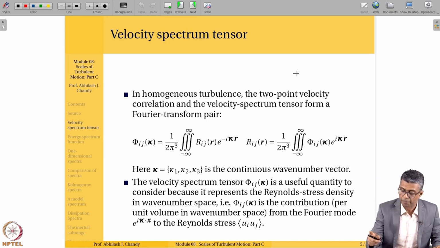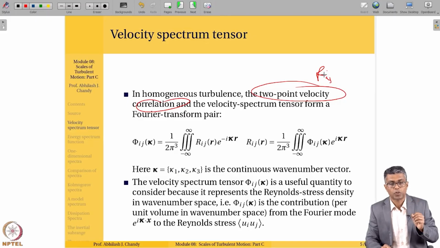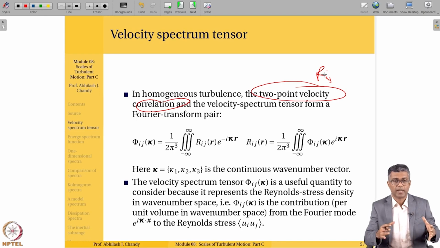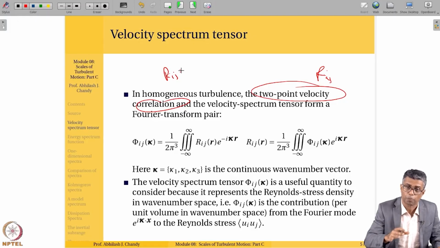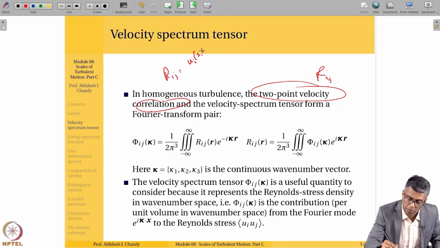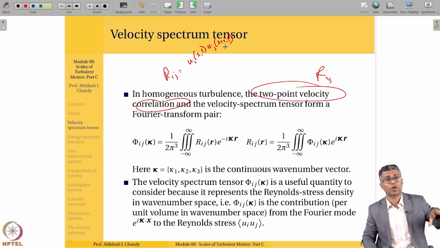We represented it as Rij, if you remember, Rij. Now the 2-point velocity correlation and the velocity spectrum tensor form a Fourier transform pair. Essentially, the velocity spectrum tensor is the Fourier transform of the 2-point velocity correlation. Rij is ui of x comma t times uj of x plus r comma t, isn't it? Again, I am not putting the exact mathematical definition, but at least you need to understand what the basic idea of a 2-point velocity correlation is. It's basically ui of x comma t times uj of x plus r comma t. So r is the spacing between the 2 points. ui and uj, j could be different from i, j could be the same as i. That forms your tensor Rij.